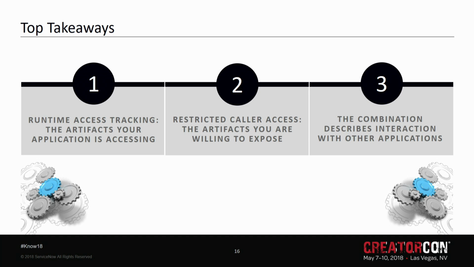All right, so the question is about who would be able to change the state on the restricted caller access records. If application administration is turned on for the target application, then it would have to be somebody who has that application administrator role. If application administration is not turned on, then yes, it would be somebody with admin or security admin privileges.